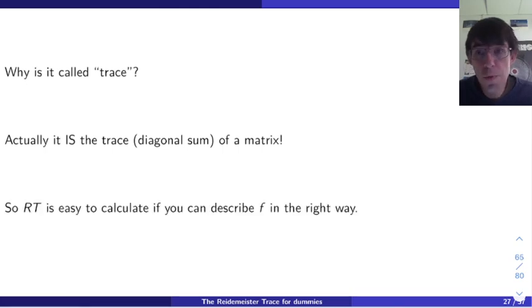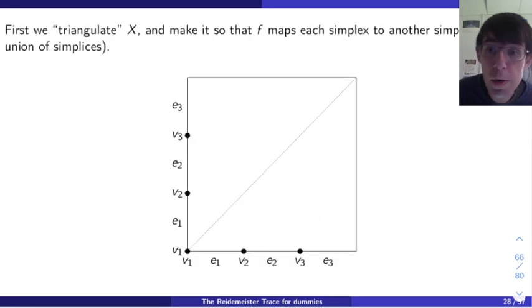So what that means is the Reidemeister trace is actually very easy to calculate, even in high dimensions, without looking at the picture. If you can describe your function in the right way, you have to be able to translate your function into a matrix. So in order to do this, you first have to triangulate your space X. What that means is you divide it into little chunks, which are either triangles or some other nice regular shape. And you make it so that F maps each of those little chunks, which is called a simplex, into another simplex, or maybe a union of simplices.